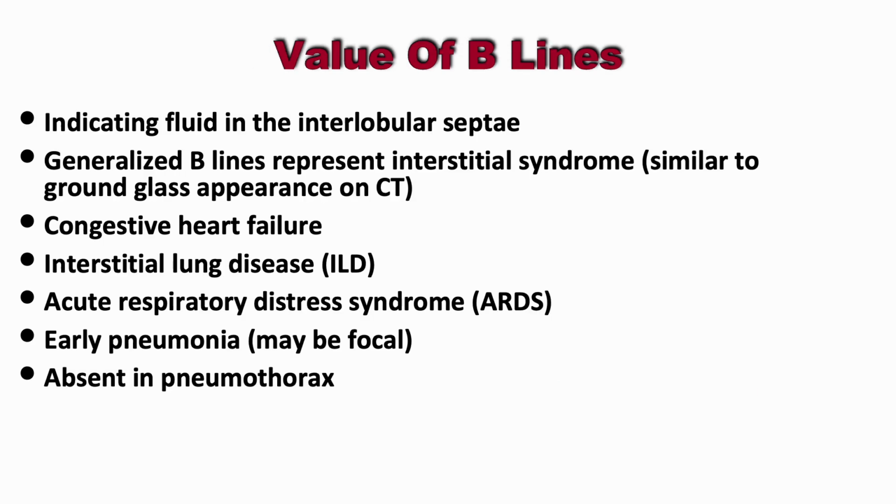The presence of B lines indicates the presence of fluid in the interlobular septae. Generalized B lines represent interstitial syndrome that is similar to ground glass appearance on CT. They are present in congestive heart failure, interstitial lung disease, acute respiratory distress syndrome or ARDS, early pneumonia, and they may be focal. They are absent in pneumothorax.